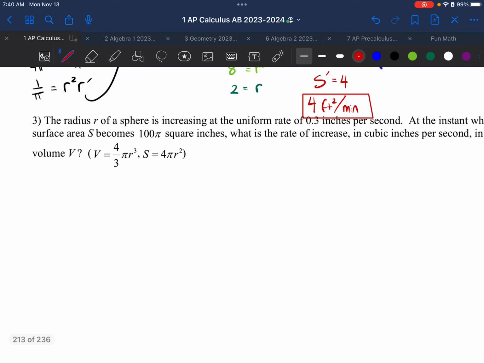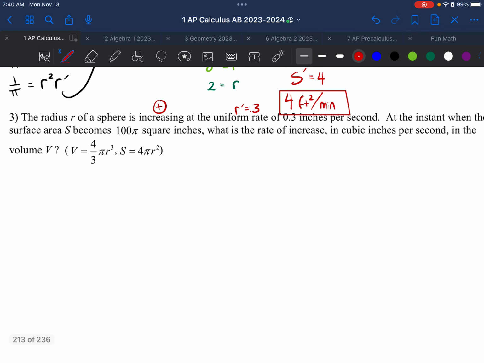The radius of a sphere is increasing at the uniform rate. Okay, so first of all, increasing is this word that means positive, so I'm going to make this a positive sign. And it's a rate, so it's an r prime. R prime here is going to be equal to 0.3. And at the instant when the surface area becomes 100 pi, so we know that surface area here is 100 pi. What is the rate of increase in cubic inches per second? Nice, it tells us the units in the volume. So we're just looking for a rate of the volume. So it's going to be v prime is what we're looking for.